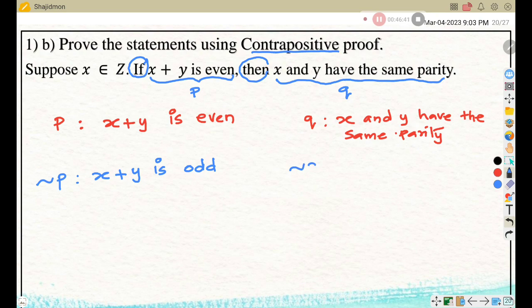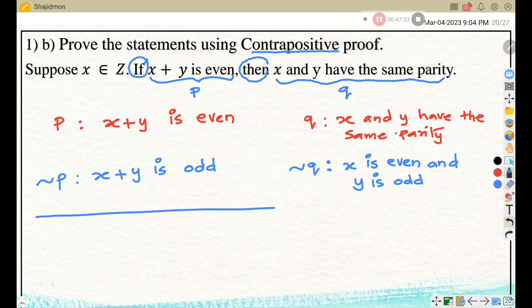Now, negation Q. What is the negation Q? X and y do not have the same parity, correct? Not same parity means one number is even, another number is odd, the opposite. Same parity means x even, y also should be even. That is the same parity. But negation means opposite. X even, then y will be odd, like that.